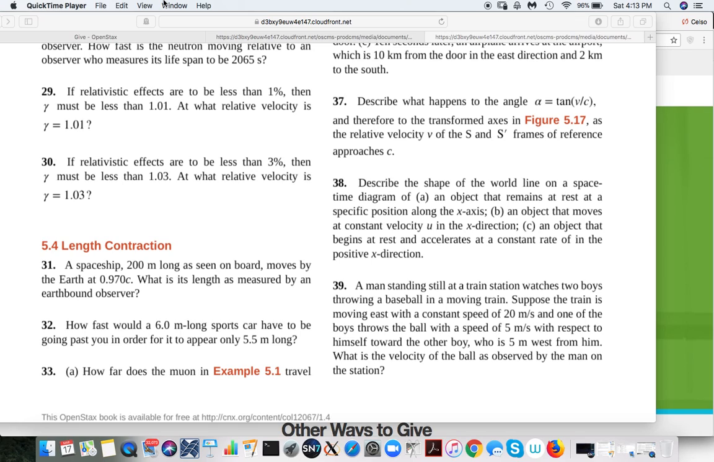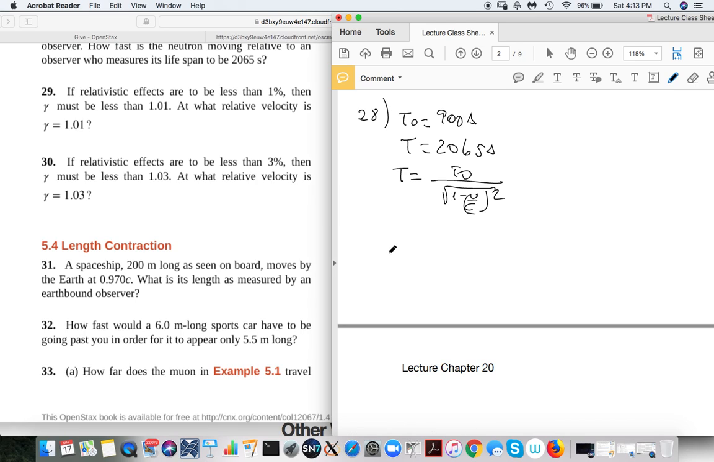Number 29. Oh, there's my class sheet. There you go. Number 29. If relativistic effects are to be less than 1%, then gamma must be less than 1.01. At what velocity is... Oh, that's simple, right? Gamma is 1 over the square root of 1 minus u squared over c squared. Okay, so then you find the velocity.